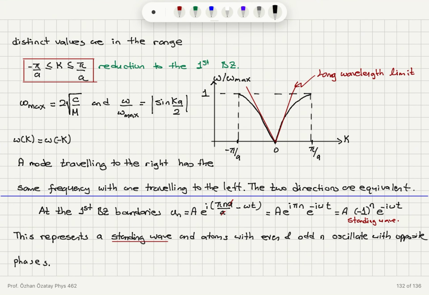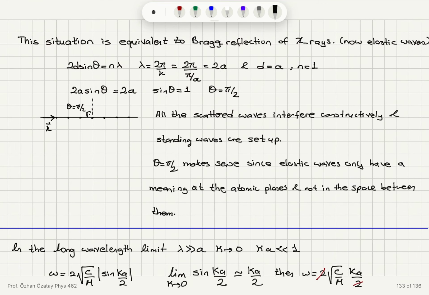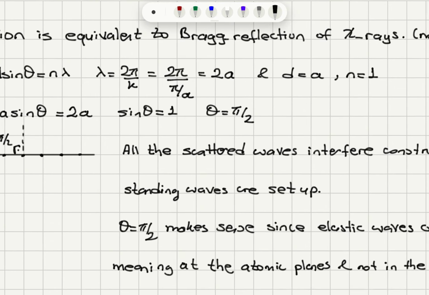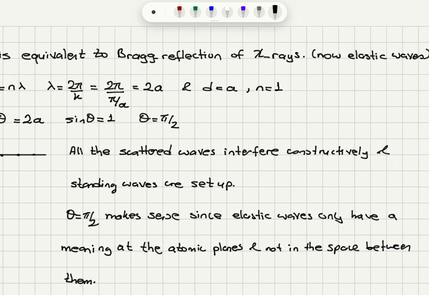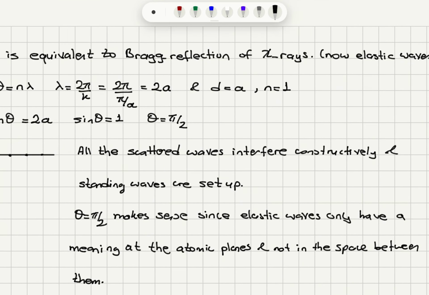So this represents a standing wave, and atoms with even and odd n values will oscillate with opposite phases because the phase is changing with this factor minus 1 to the power n. There's something interesting going on here if you consider the Bragg reflection of X-rays. Now we're talking about elastic waves, but the wave behavior should be similar.